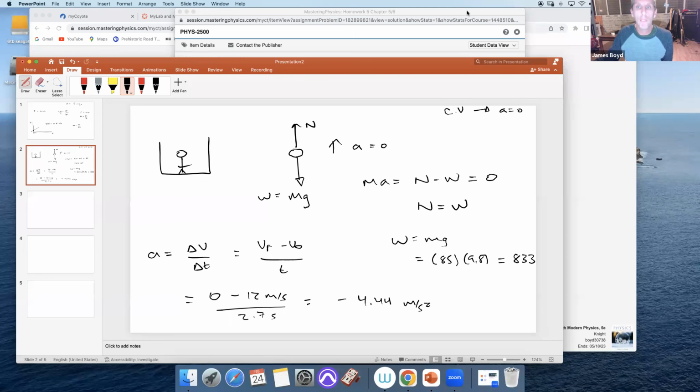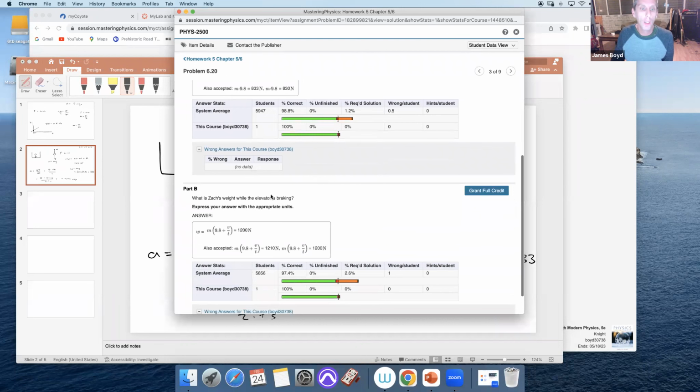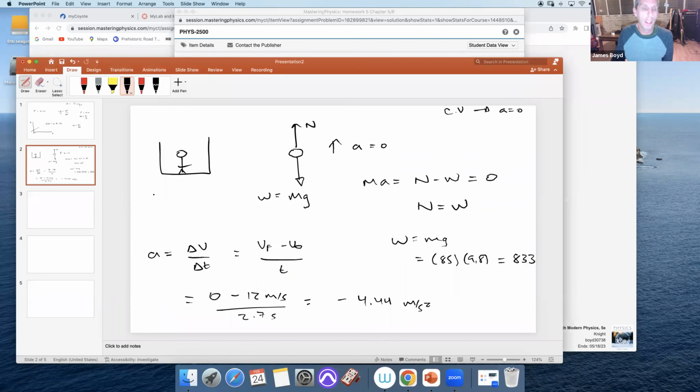Now that we know that, we can come back to this. What we want to find is his weight while the elevator is braking. So now, if we get rid of this, a is no longer 0. a is now negative 4.44. We want his weight. Add weight to both sides, subtract ma from both sides. And what we get is the normal force minus ma.